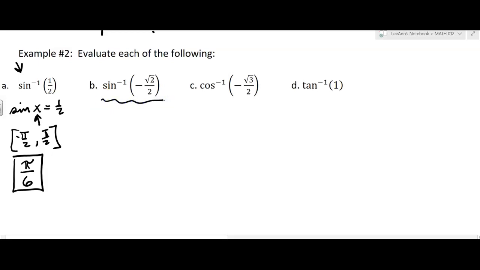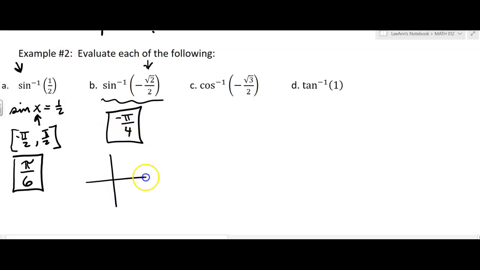So we have negative square root 2 over 2. Well, you might be thinking, oh, okay, pi over 4, that's when the sine is the square root of 2 over 2, but you've got to be in the fourth quadrant. Now, I'll put what the answer is. The answer is going to be negative pi over 4. So I'm just going to put that.